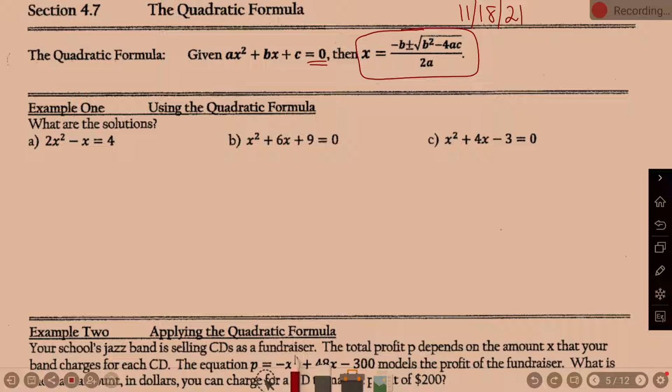So, 2x squared minus x equals 4. What's the first question we have to check here? Does it equal 0? No. We know how to make this equal 0, though, right? How do I make this equal 0? Subtract 4 from both sides. I'm going to subtract 4 over, and then write my new equation, which is 2x squared minus x minus 4 equals 0.